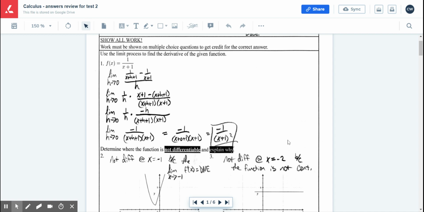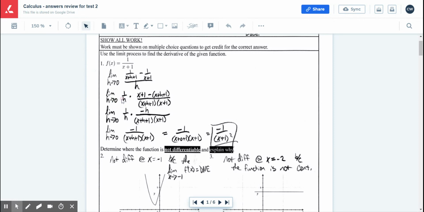All right, we're looking at answers to review for test 2. Number 1, we need to use the limit process to find the derivative of the given function, which means we need the limit as h approaches 0 of f of x plus h minus f of x over h. So I need to plug in x plus h where x is, so that's how we get this one, and then minus f of x, which is that, and it's all over h.